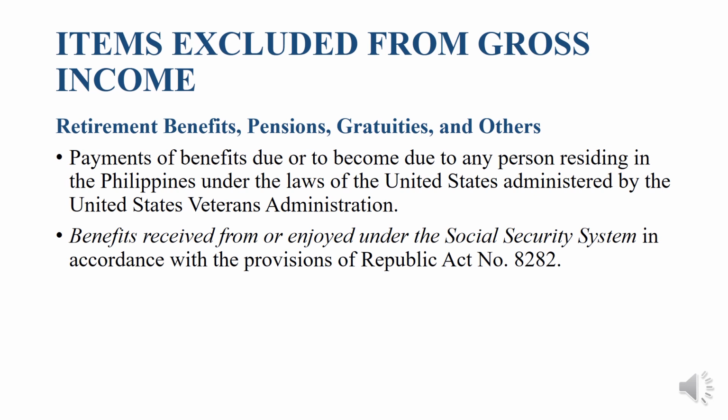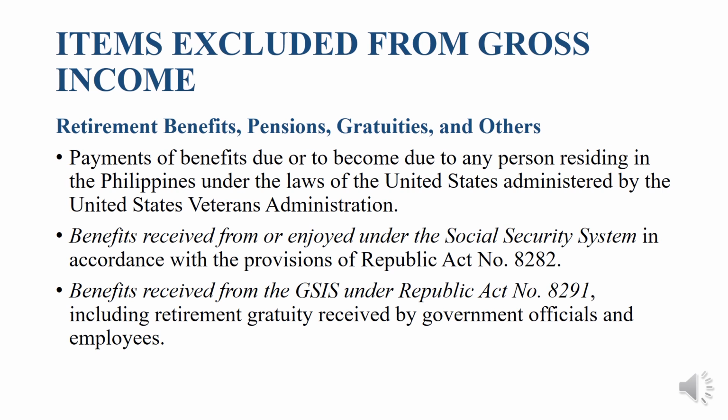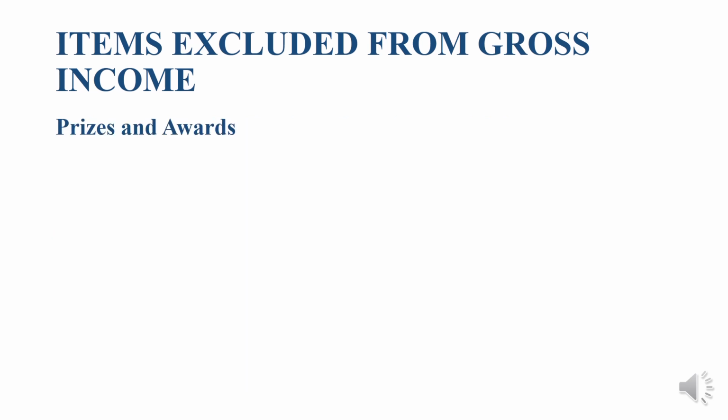Benefits received from or enjoyed under the Social Security System in accordance with the provisions of Republic Act number 8282. So again, the SSS is also exempted. Again, the payment from the SSS received by a taxpayer should also be excluded from the gross income. Also, government employees who received retirement benefits from GSIS are also excluded from the gross income. Okay, so when you are a public official or government official and you received retirement benefits from GSIS, then these retirement pays are also excluded from your gross income. We also have prizes and awards.